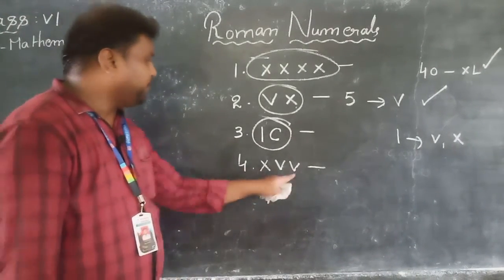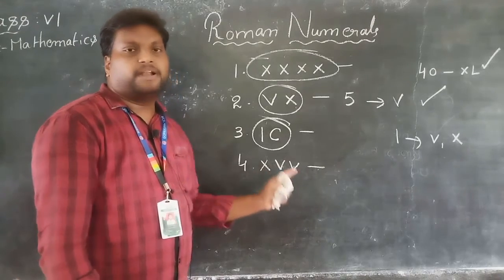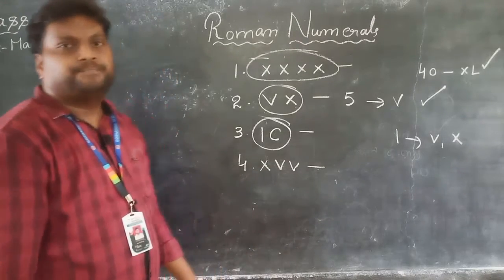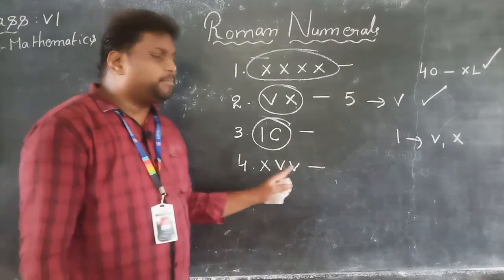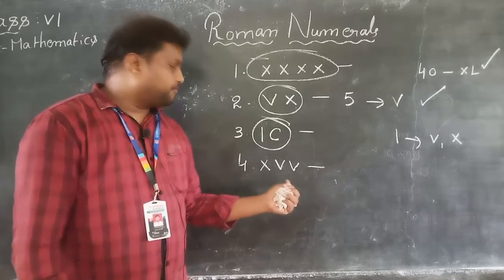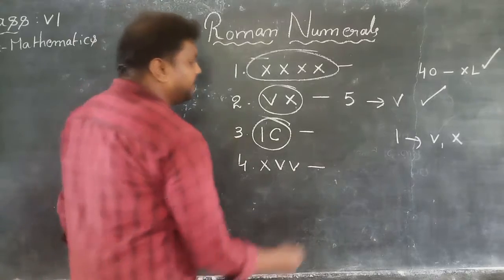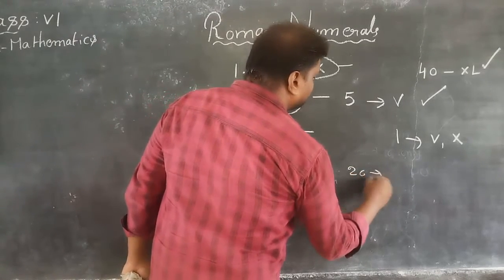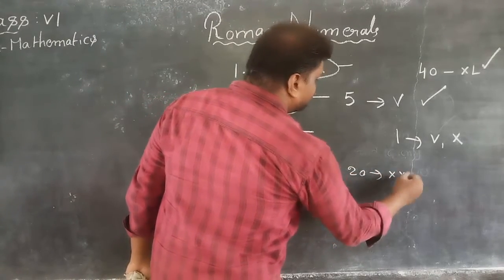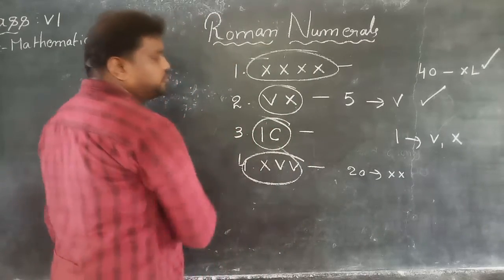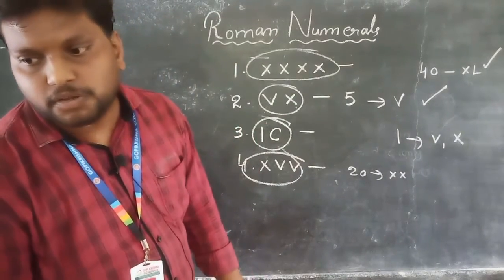Last one, XVV. X means 10. Double V. Double V is possible. Double V means what is that? V means 5. X plus 5 plus 5. Total 20. 20 we can write double X. That's why this also wrong.